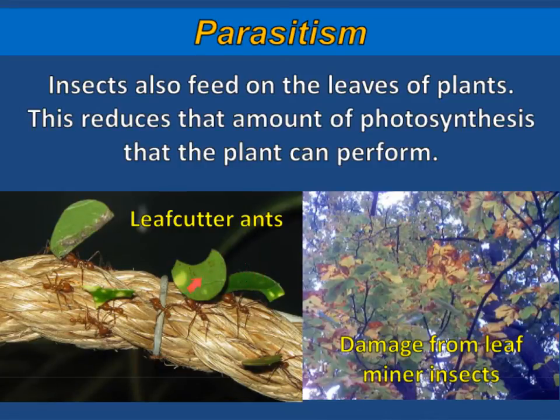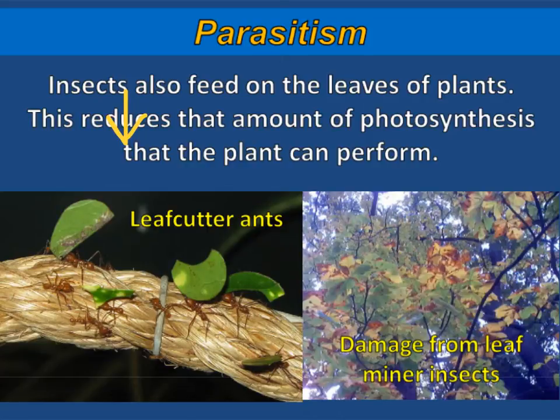So therefore, these leaves can no longer perform photosynthesis. And notice, look at all these dead leaves on the tree. That's damage from leaf miner insects, okay, right there. So these leaves are dying. Because these insects are feeding on the leaf, this reduces, which means to lower, the amount of photosynthesis that the plant can perform. If these insects bite off the leaf or pretty much tear off the leaf like this leafcutter ant, the plant cannot perform as much photosynthesis as it can, and that's not good for that plant.